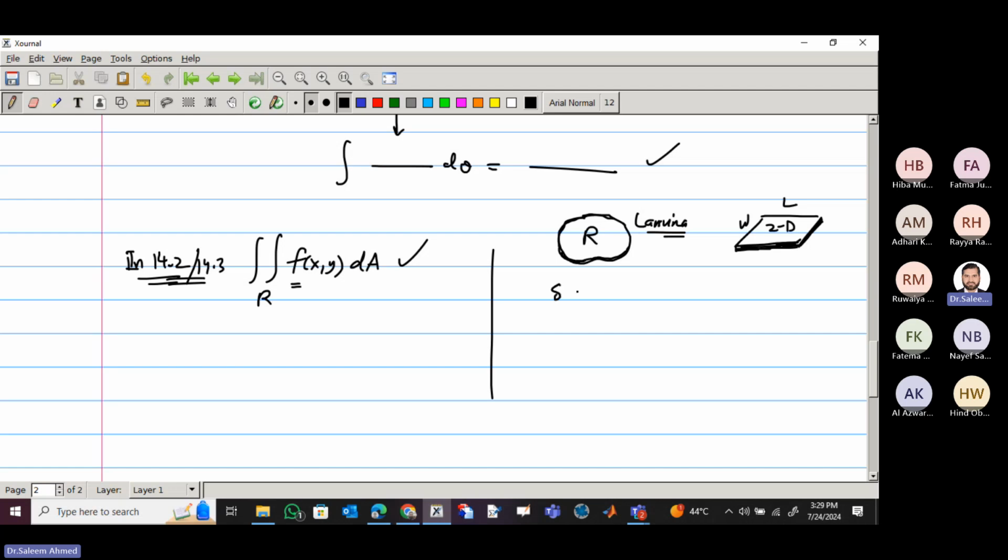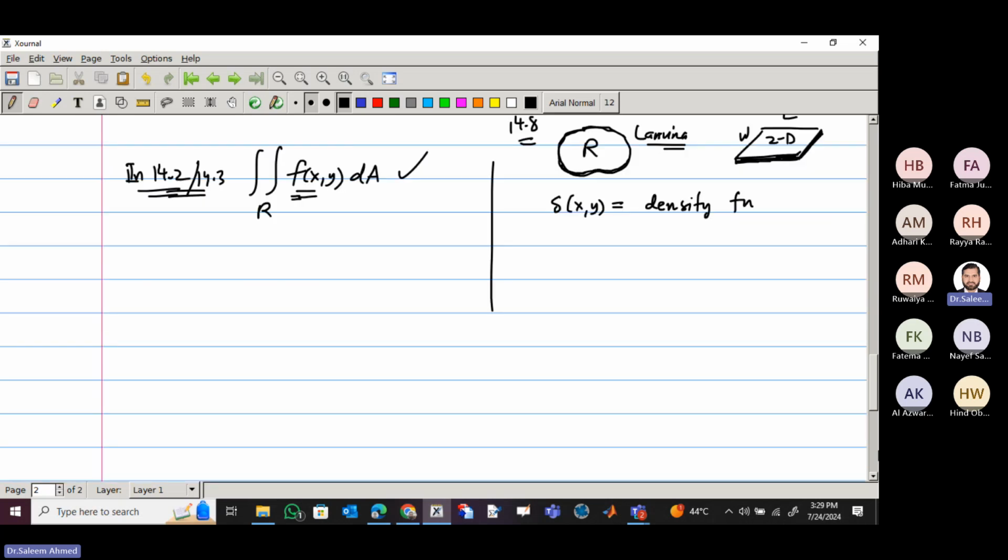If density of that region is given to you, delta xy, which is called the density, which is of course a function. This is a density function like fxy, right? And if I ask you in 14.8 to find the mass of this lamina, right? So what is mass? Mass is m, which is equal to the double integral over the region R of the density function with respect to dA.